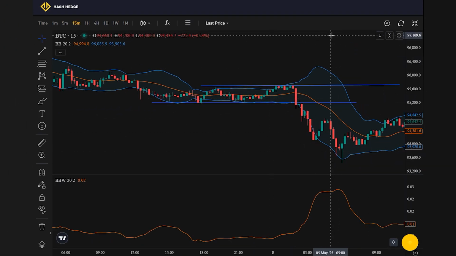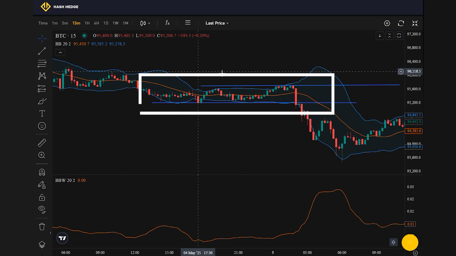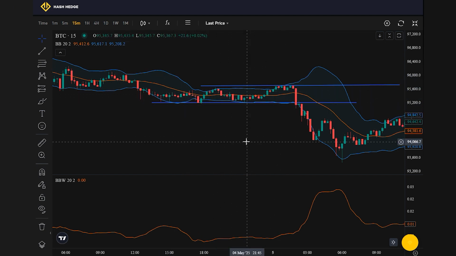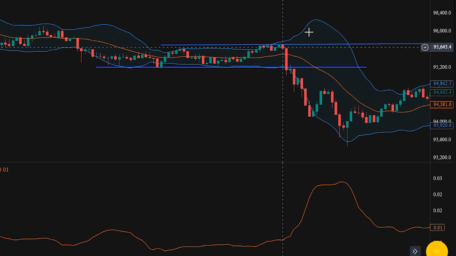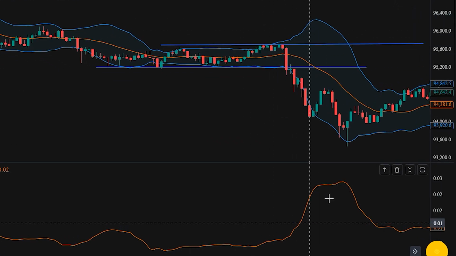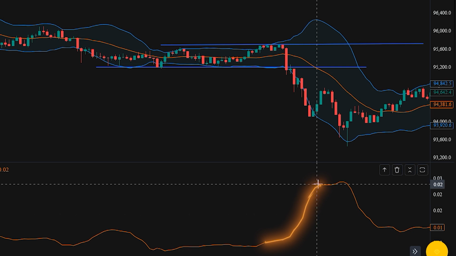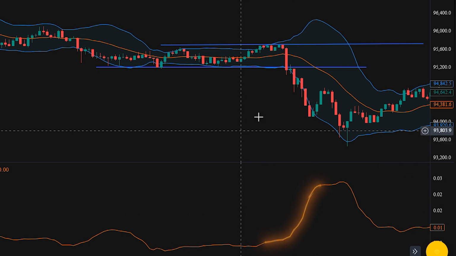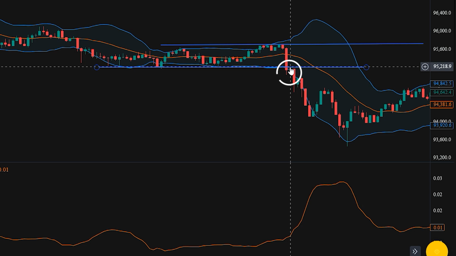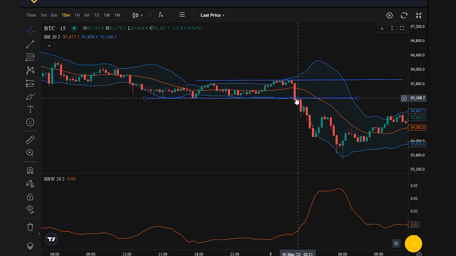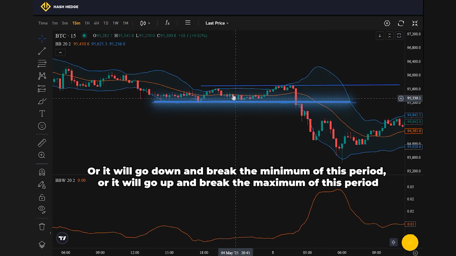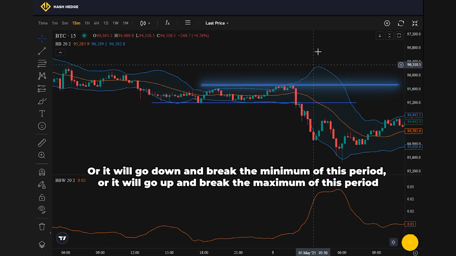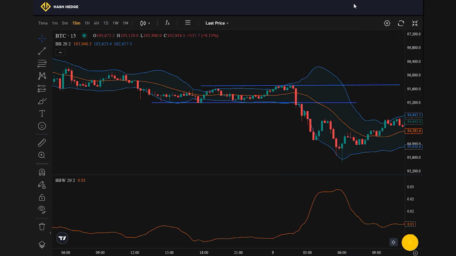Once again, I will repeat the conditions for entry. We need to first find a narrow period on the chart. Then we wait. When the channel starts to expand, either we see it on the chart or we use an additional tool, BBW, which shows that volatility has appeared, the channel is expanding, and then we wait for the chart to update any minimum or maximum, or it will go down and break the minimum of this period, or it will go up and break the maximum of this period. And in that direction, we accordingly open a deal.